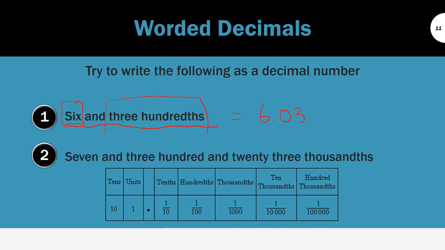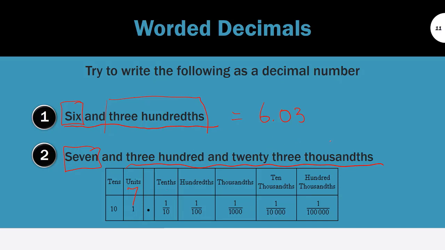Now, our second one is 7 and 323 thousandths. Let's not worry about this at the moment. Don't let that confuse you. We're going to get to that in a second. Let's deal with the easy part first, which is the 7. So the 7 is obviously 7 ones. We just throw that into the units column there, and then it's done.